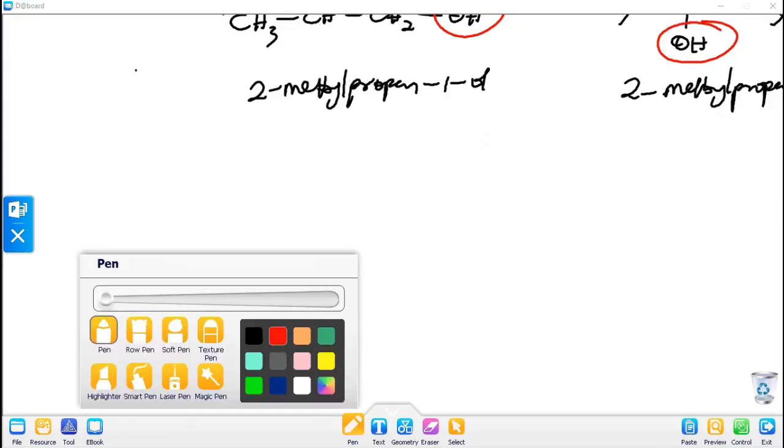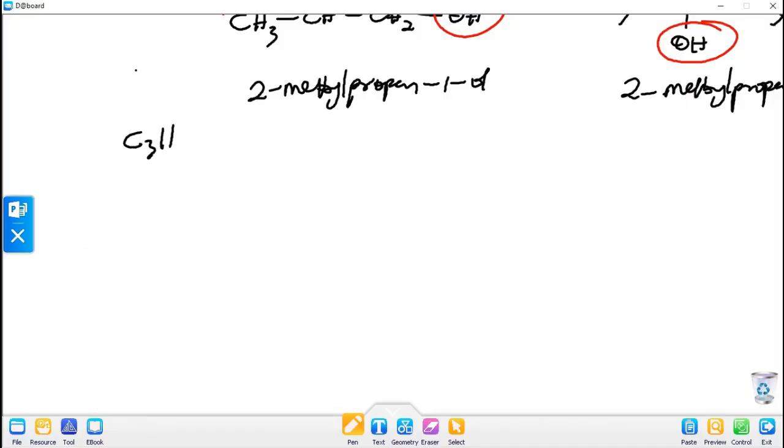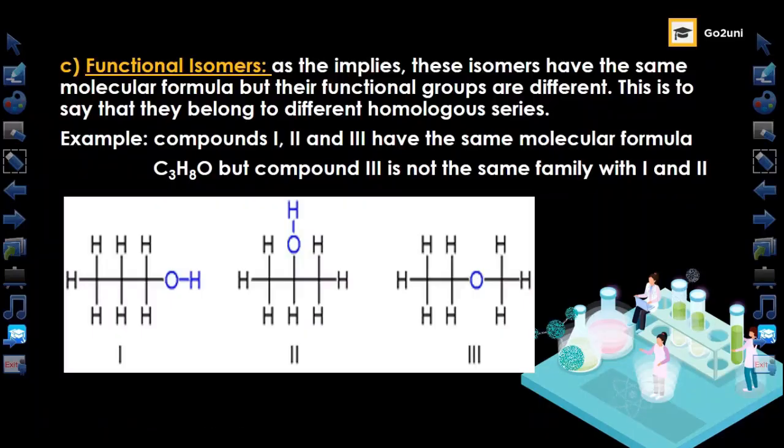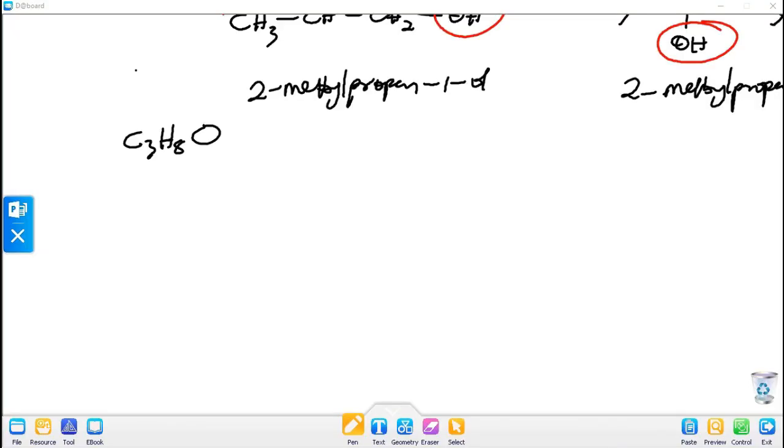So we have this compound, C3H8O. So the first structure there is showing us that it's an alkanol. It tells us it's an alkanol with the structure COH, and then we have H.